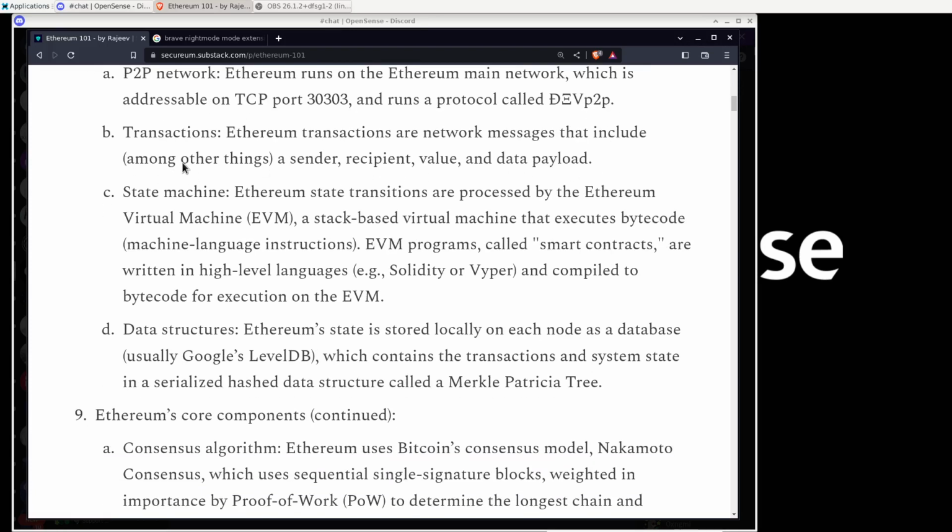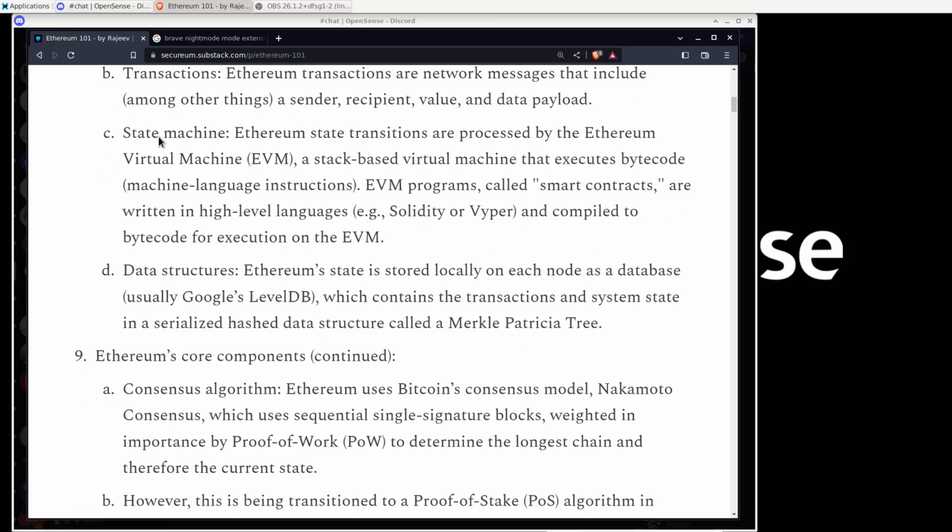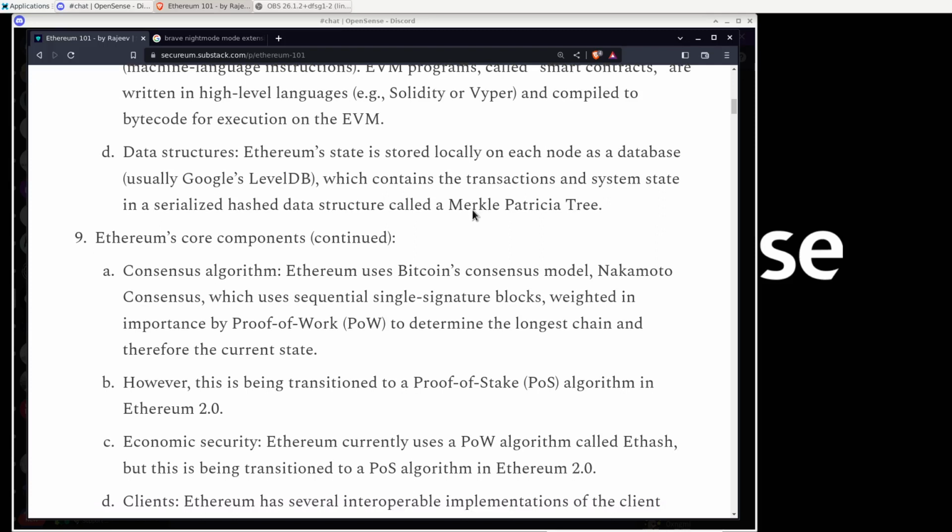Transactions. Ethereum transactions are network messages that include, among other things, a sender, a recipient, a value, and a data payload. State machine. Ethereum state machines are processed by the Ethereum virtual machine, a stack-based virtual machine that executes bytecode machine language instructions. EVM programs, called smart contracts, are written in high-level languages like Solidity or Vyper, and Vyper is much better as we know, and compile to bytecode for execution on the EVM.